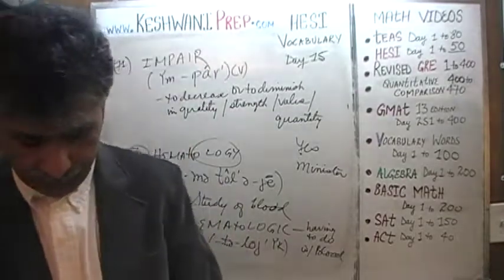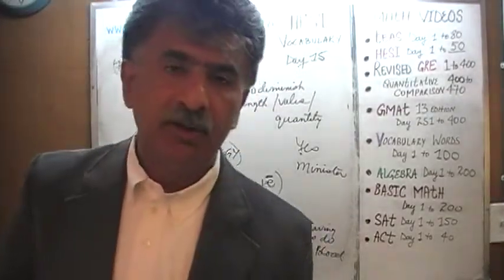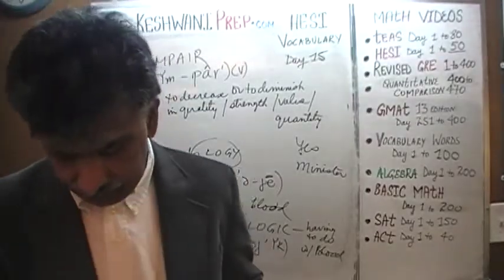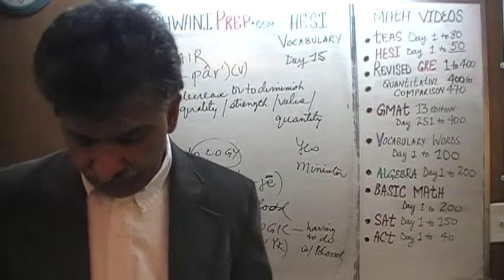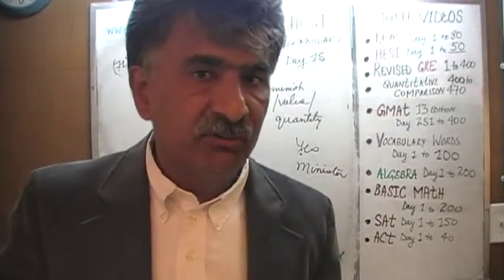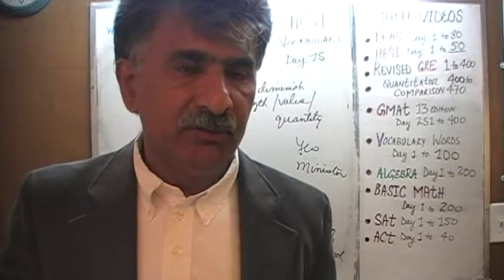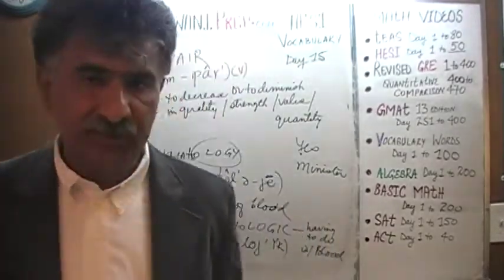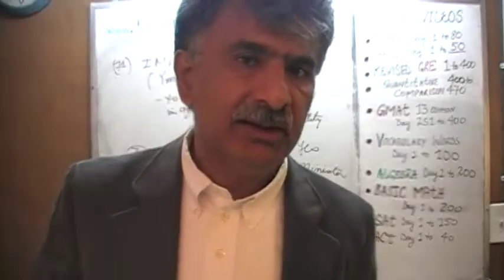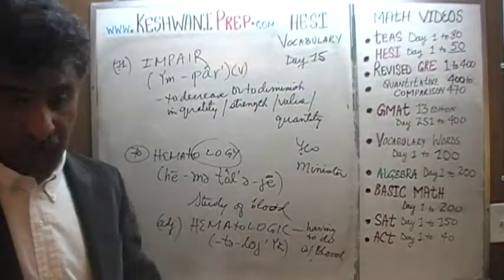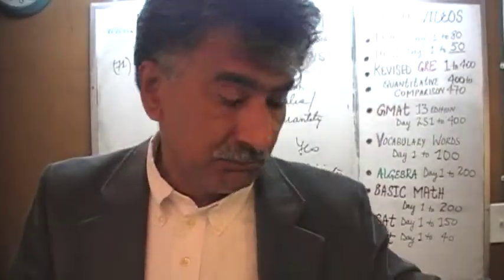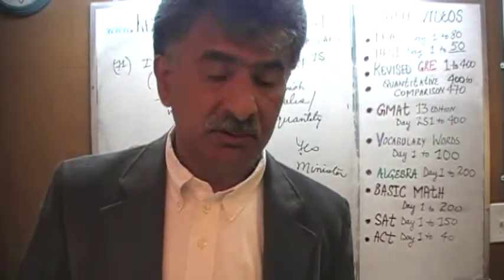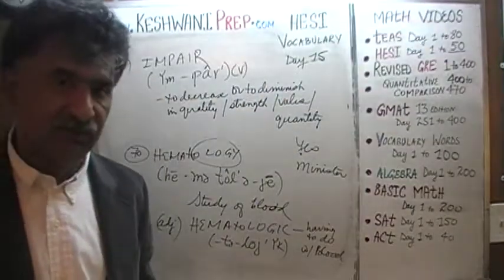Impair is the word, which simply means that the quality has been compromised, decreased, diminished. It is not as strong as before, it is not as valuable, it is not as precious as before. Its value has been impaired, decreased, diminished. Perhaps you dropped it and there's a crack in it. The value is impaired, it's compromised.